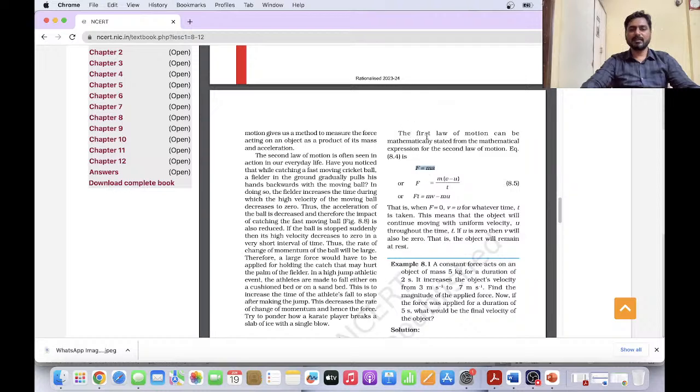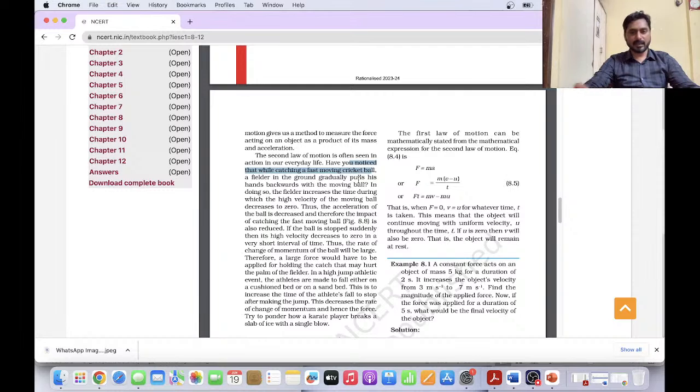Here we are saying that the first law of motion can be mathematically stated from the mathematical expression for the second law of motion. So for the second law of motion, what is the law? Force is equal to mass into acceleration. So this is the second law. Here it is mentioning action in our everyday life, the example of a cricket ball.